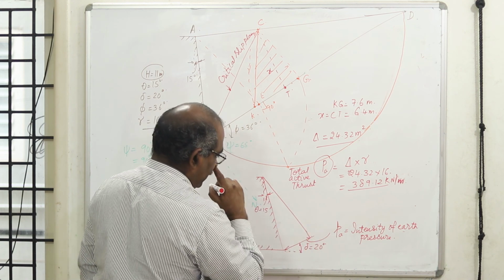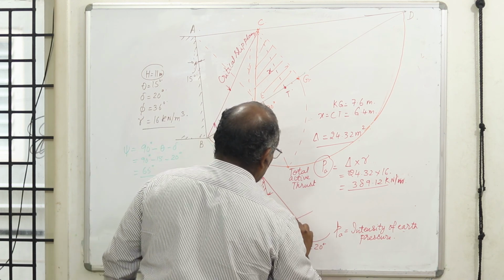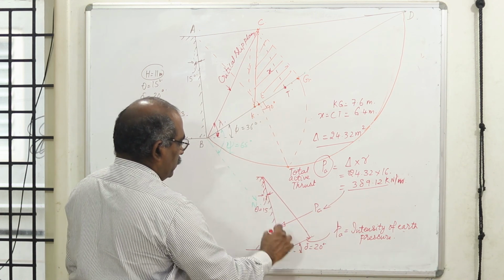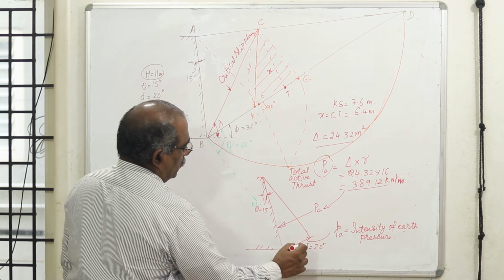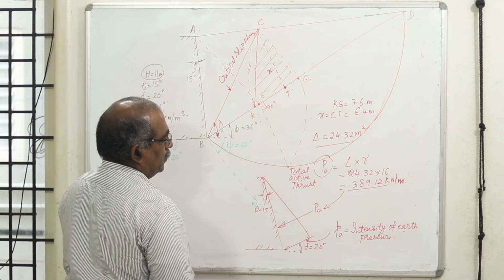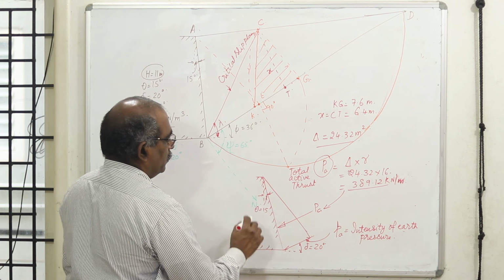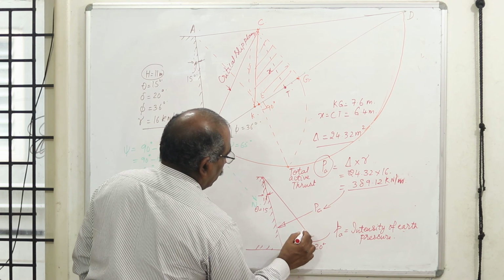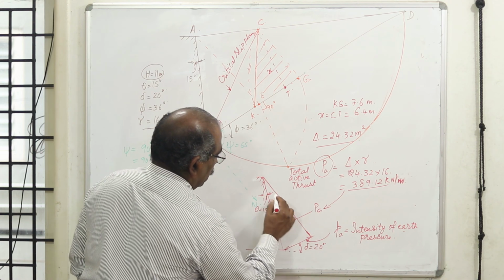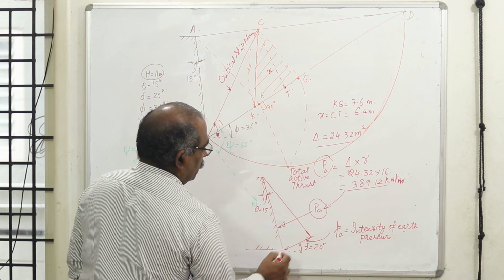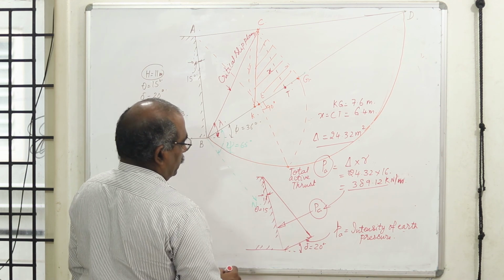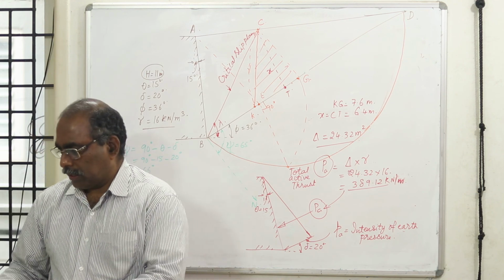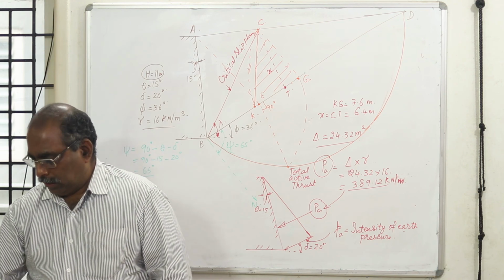Now to find out this, I know what my PA is. Now I need to find out what this value is at the base. I am not going to give any more clues. You need to use your little bit of mathematical skill. The area of this triangle is nothing but PA. Now I want the base. You can do this. This completes the numerical example.